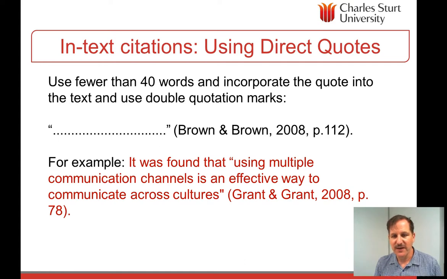In-text citations using direct quotes. Usually they use fewer than 40 words, incorporate the quote into the text and use double quotation marks. So, for example, it was found that using multiple communication channels is an effective way to communicate across cultures. You use direct quotations only when you're trying to stress a particular point. So again, you only directly quote someone if that person is an authoritative person, if it supports your argument, or if it's something quite unique and special that they said that you can't paraphrase, or it's not worth paraphrasing.